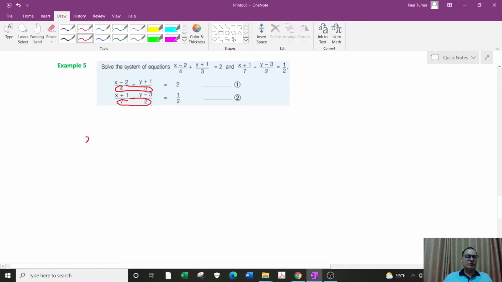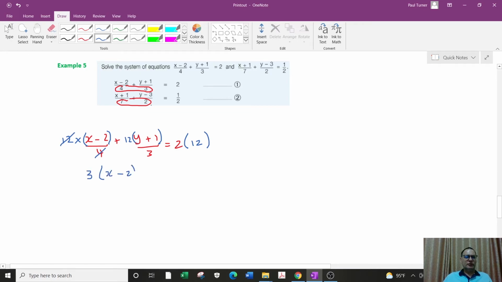So let's write equation 1: x minus 2 on 4, plus y plus 1 on 3 equals 2. So let's fix this equation. Now we have 4 and 3. The way to get rid of 4 and 3 would be to multiply everything by 12. So here, here, and also the last term, 12. Why do I do that? Because I see I can divide 4 into 12, which is 3.